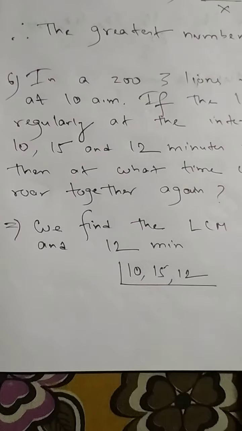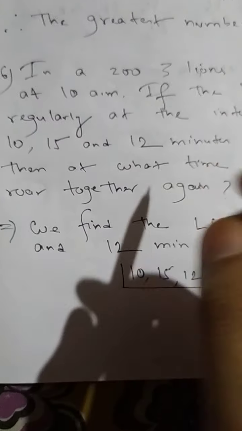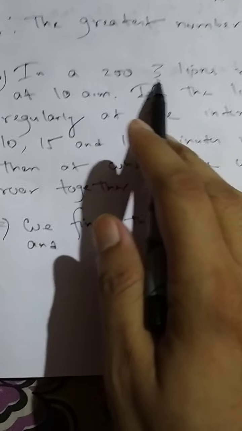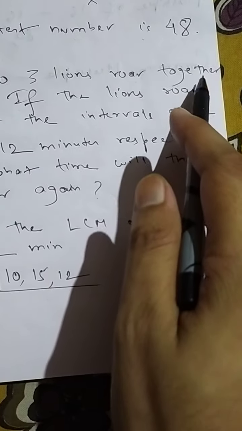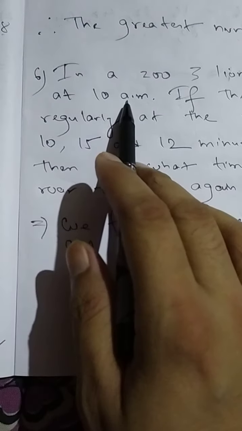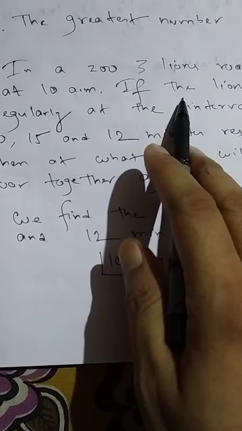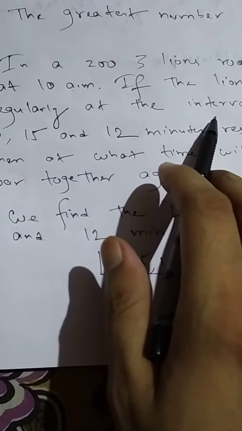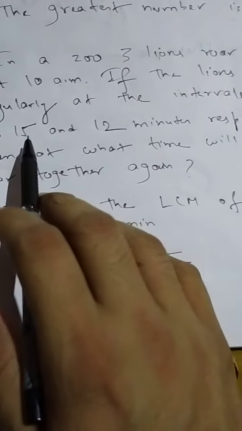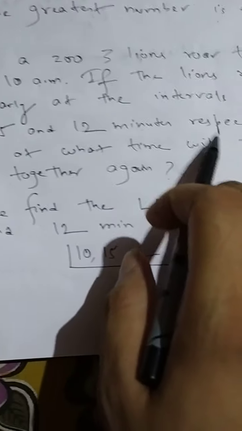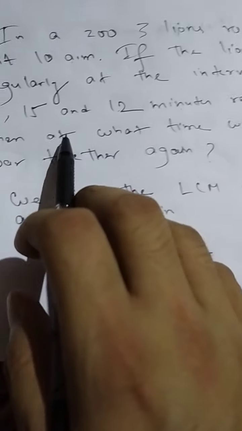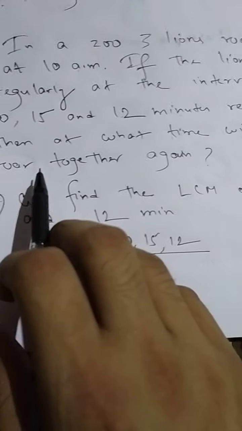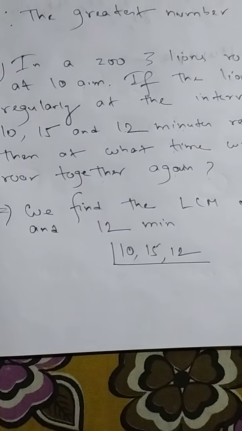Next one. The question is a little bit lengthy, but you have done this type of question. In a zoo, 3 lions roared together at 10 am. If the lions roared regularly at intervals of 10, 15 and 12 minutes respectively, then at what time will they roar together again?